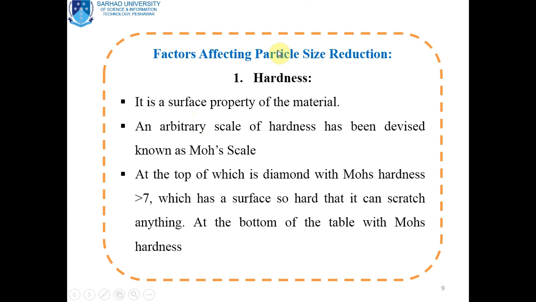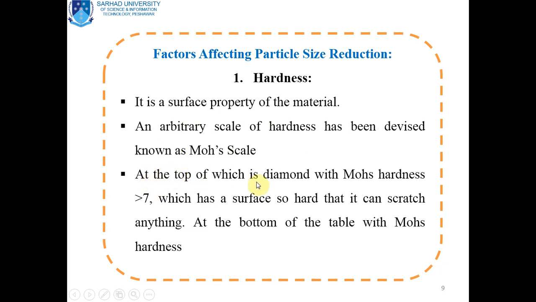In this part of the lecture we will discuss the different factors affecting the particle size reduction. There are several factors which affect the particle size reduction. One of them is hardness. Hardness is a property of the material, the surface property of the material, and an arbitrary scale of hardness has been devised known as the Mohs scale, to determine the hardness.